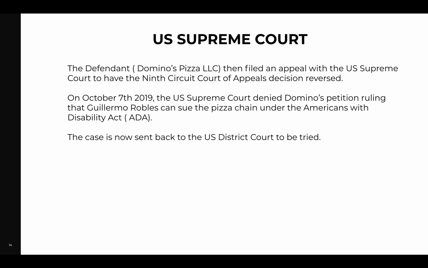As this case is one that has certainly received the most attention, we will have to keep watching to see how it develops further and what effect it has on the web accessibility landscape.